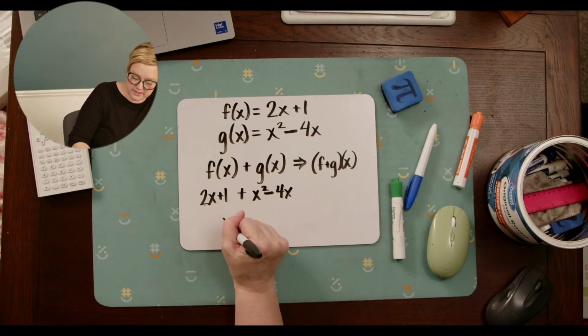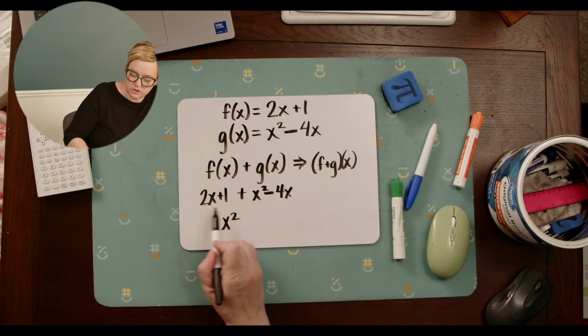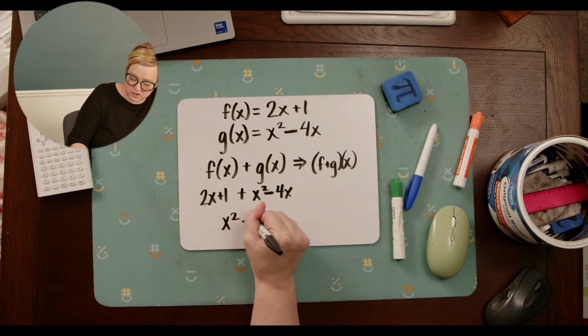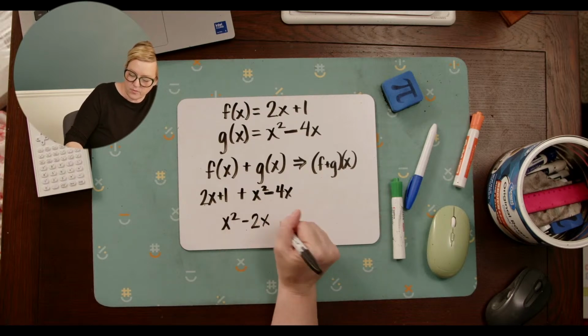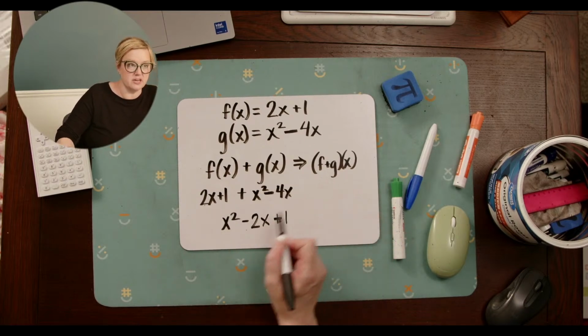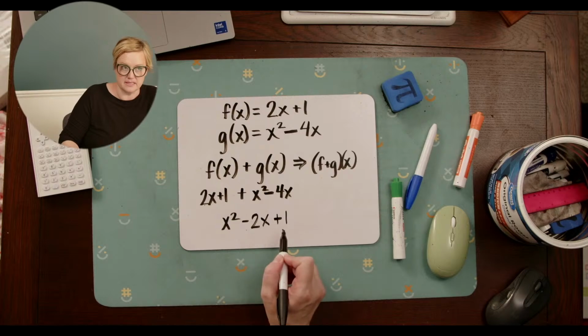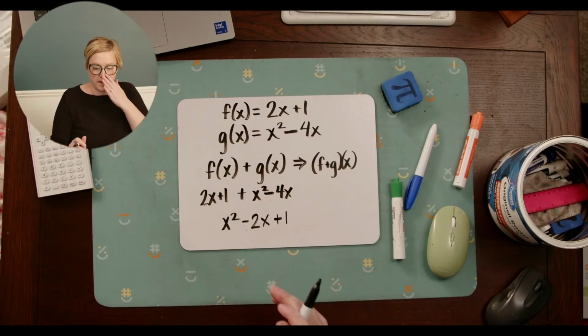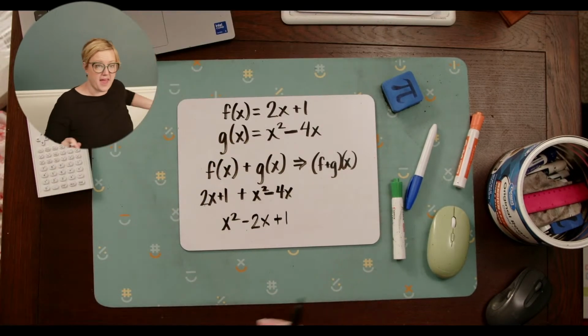Okay, combine any like terms. Well, x squared is going to be on its own. 2x minus 4x is minus 2x. And then 1 is 1. So this would be my f plus g of x, these two just combined together. Okay, pretty straightforward for that.